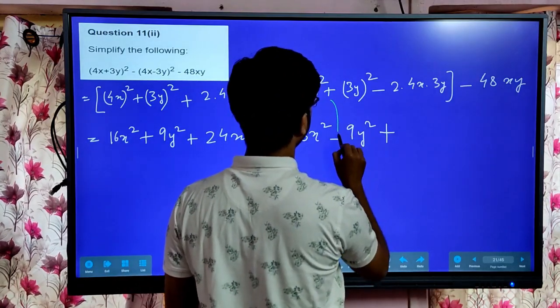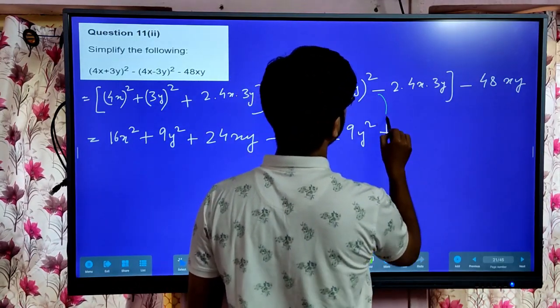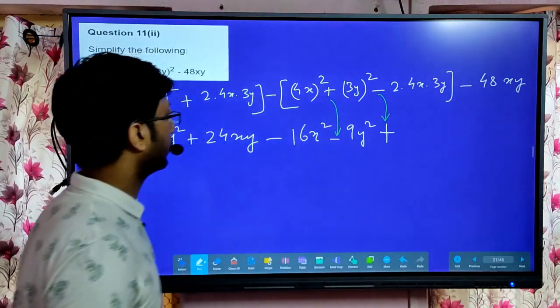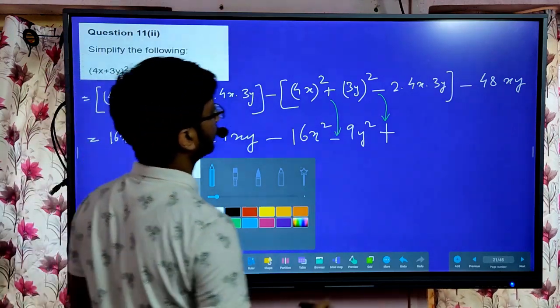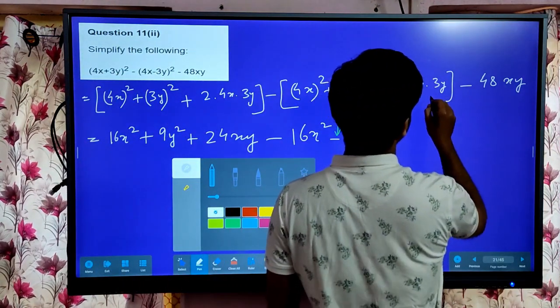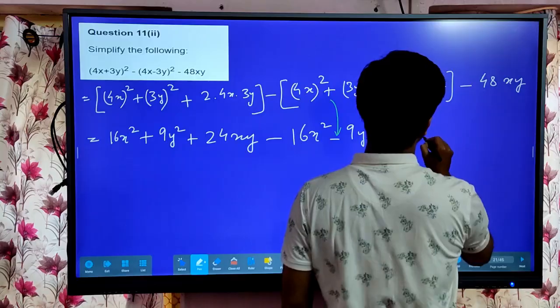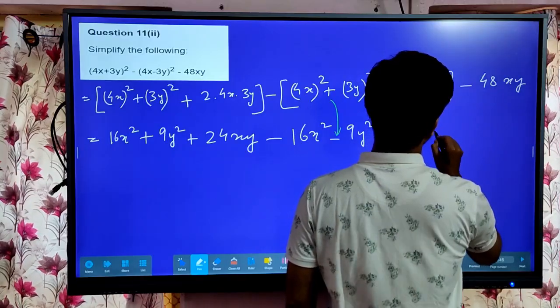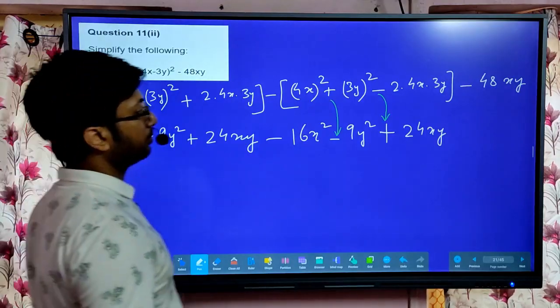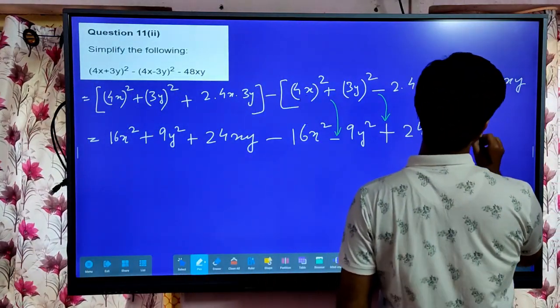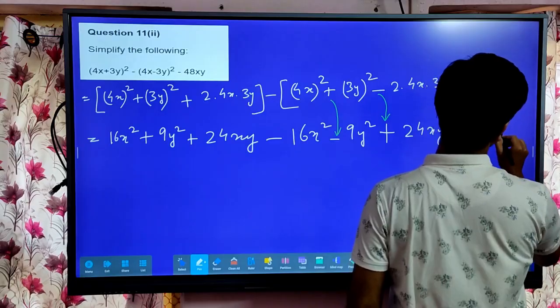This plus sign will become minus, and this minus sign will become plus. So this will be 4 times 8, 3 times 8 is 24, 24xy. So this is minus 48, this is minus 48xy.